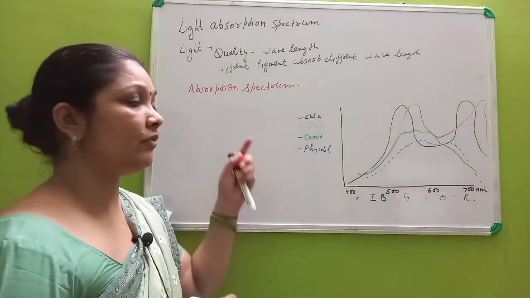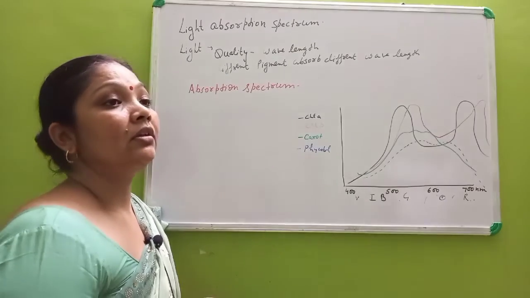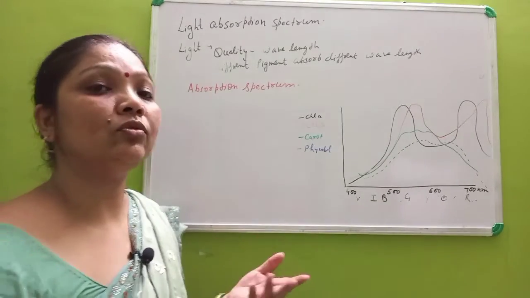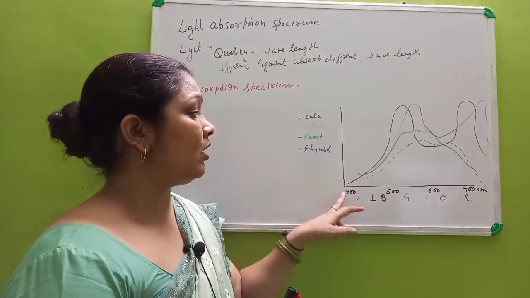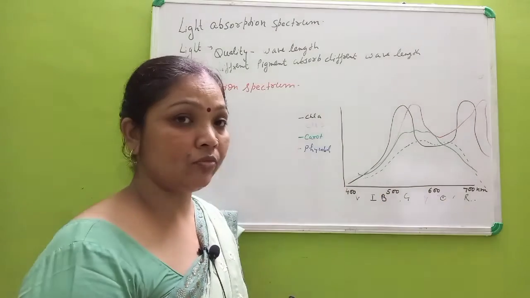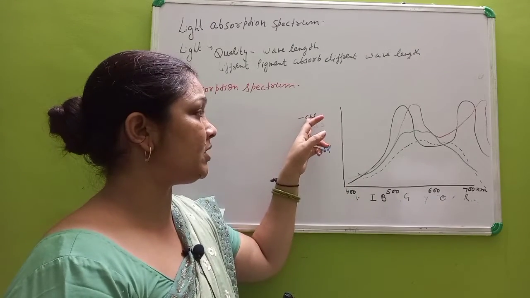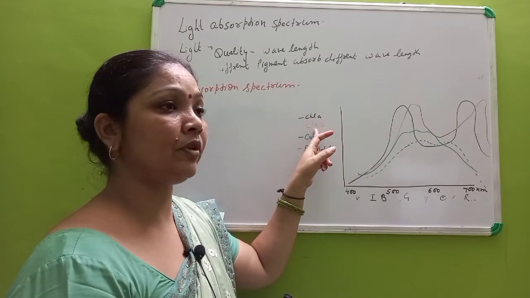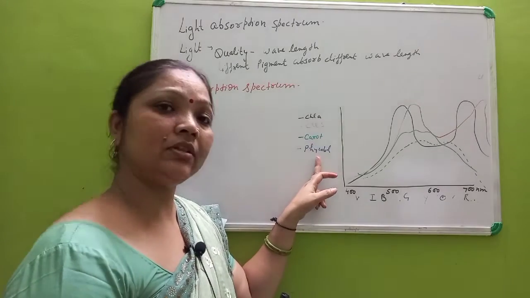Now if we draw an absorption spectrum, we know that light is split into 7 colors, known as VIBGYOR, ranging from 400 nanometer to 700 nanometer. If we are drawing a graph, I am representing chlorophyll A with black, chlorophyll B with red, carotenoid with green, and phycobilin with blue.